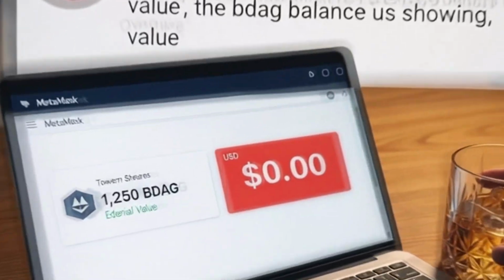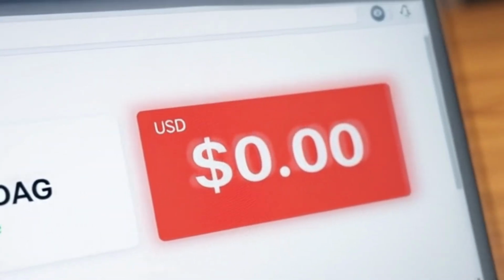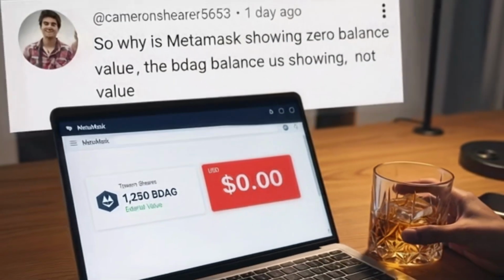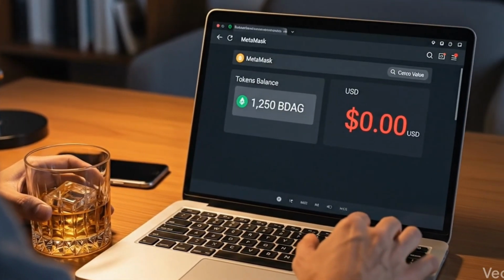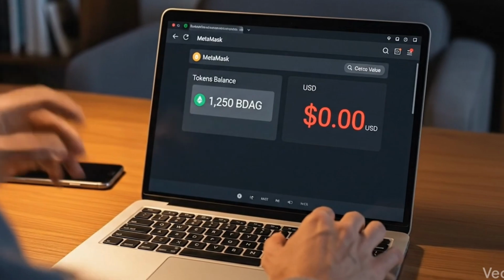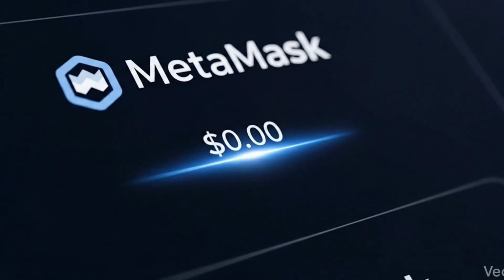Why is my token value showing 0? Have you ever opened your MetaMask wallet, seen your tokens there, but noticed the dollar value sitting at 0? Don't panic. This is actually a very common issue, and it doesn't mean your funds are gone.